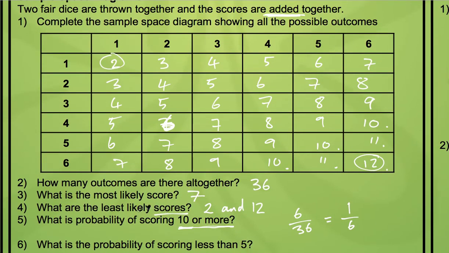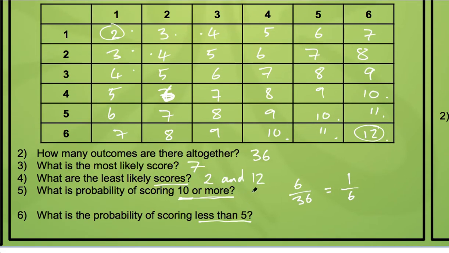What is the probability of scoring less than 5? That doesn't include 5, it's just less than 5. We've got 1, 2, 3, 4, 5, 6 options there that are less than 5. So again, 6 out of 36, which cancels to 1/6.